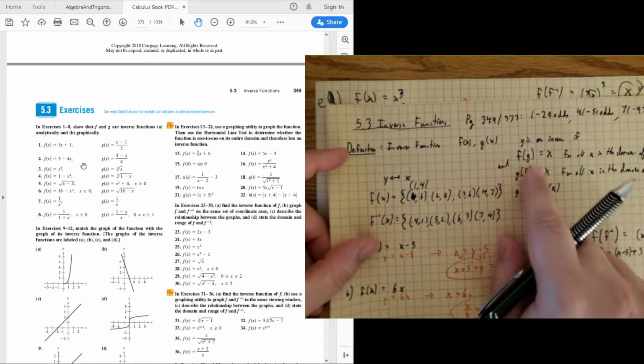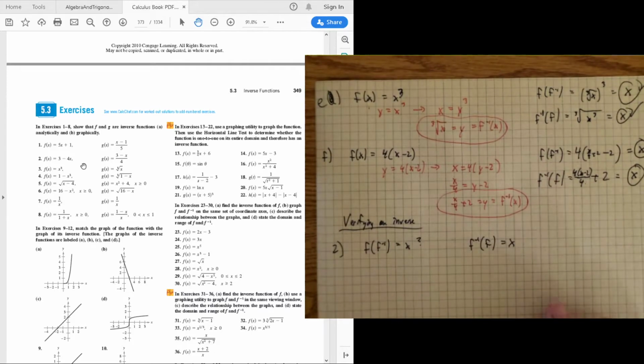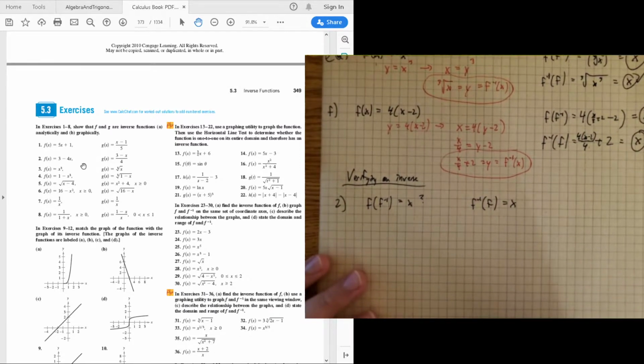If it just said or, we could do one of them. But with the word and there, we have to check both of them every time. So let's take a look at number 2 and verify that these two functions will get the same results.